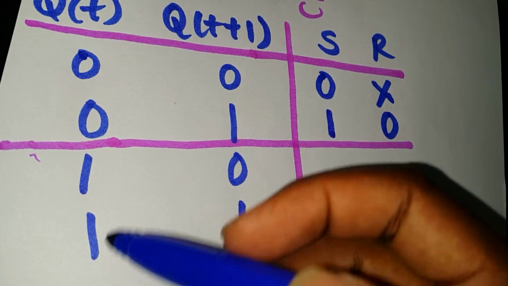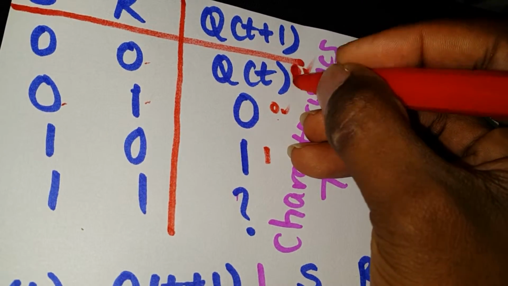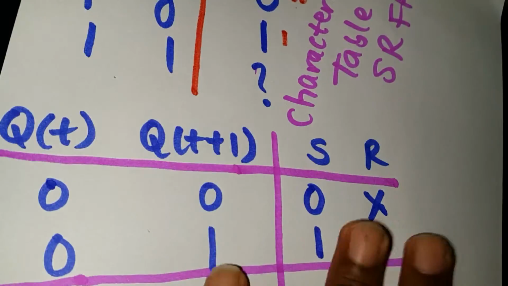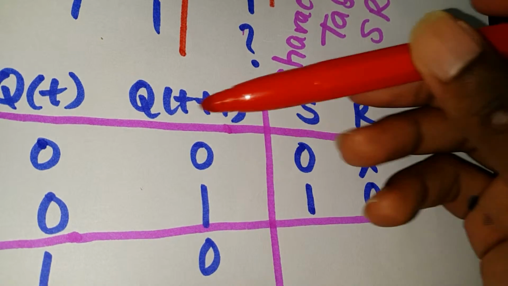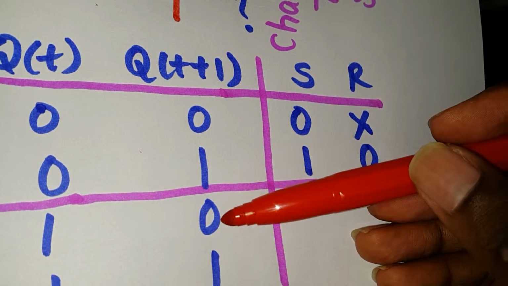Now Q of t is 1. Q of t has changed to 1 now. So we have to change our Q of t here to 1, from 0 to 1, and this one still remains 0, this one is still 1, this one is undefined. So here, let's look at Q of t plus 1. What is Q of t plus 1? Is 0 here. As you can see, it's 0 here.